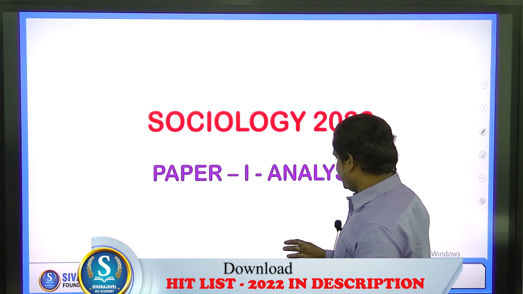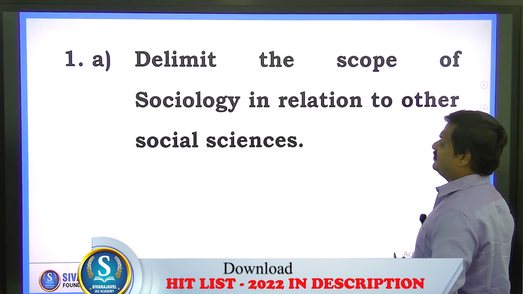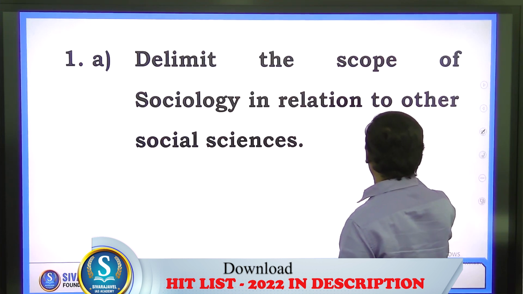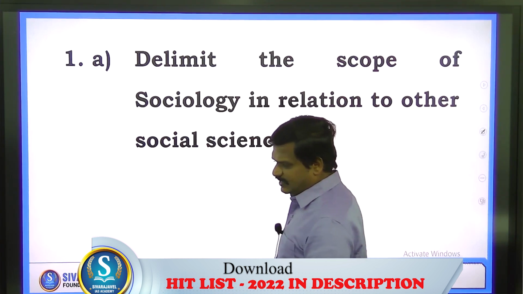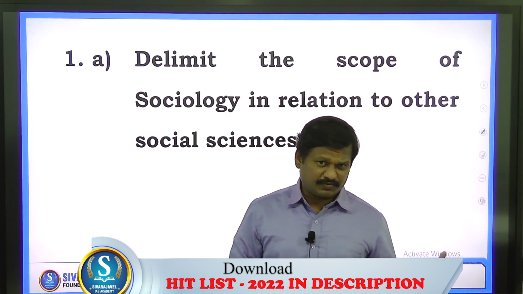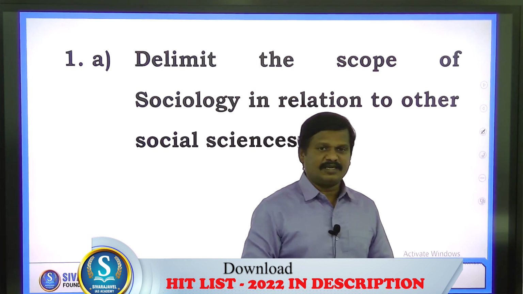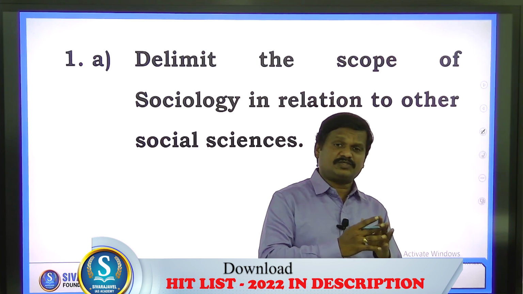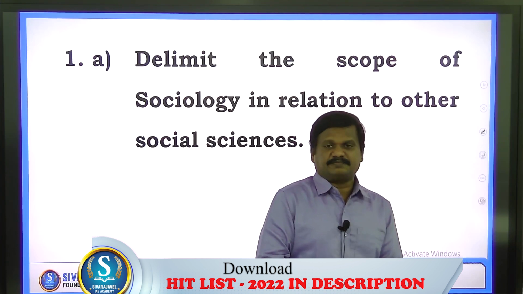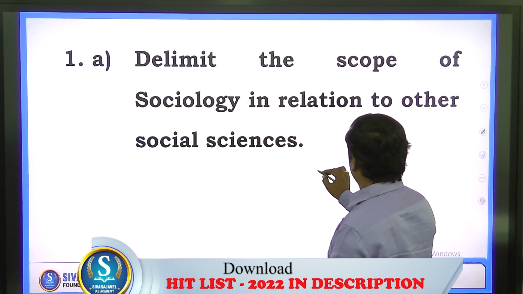Now we will go for the question analysis. So this is the first question: delimit the scope of sociology in relation to other social sciences. This is a question which was already asked in 2021 as multidisciplinarity in sociology. Sociology is a discipline which has so much interconnection with other disciplines. So it is a multidisciplinary subject. It is an interdisciplinary subject, and this is the crux of the answer.